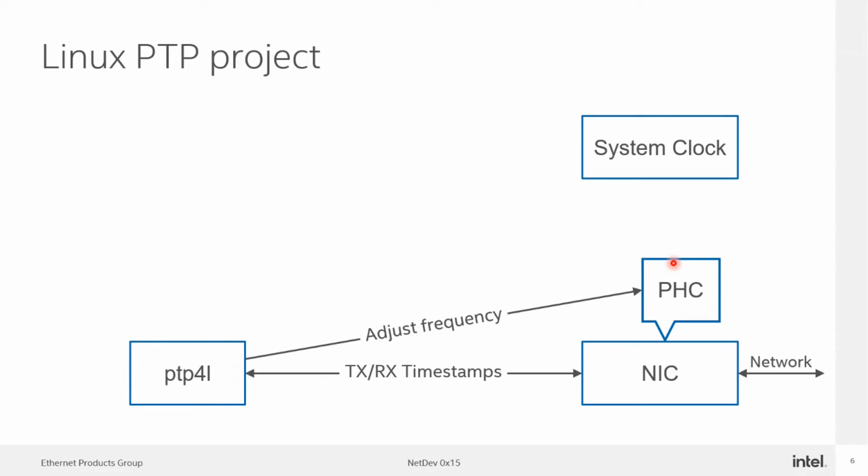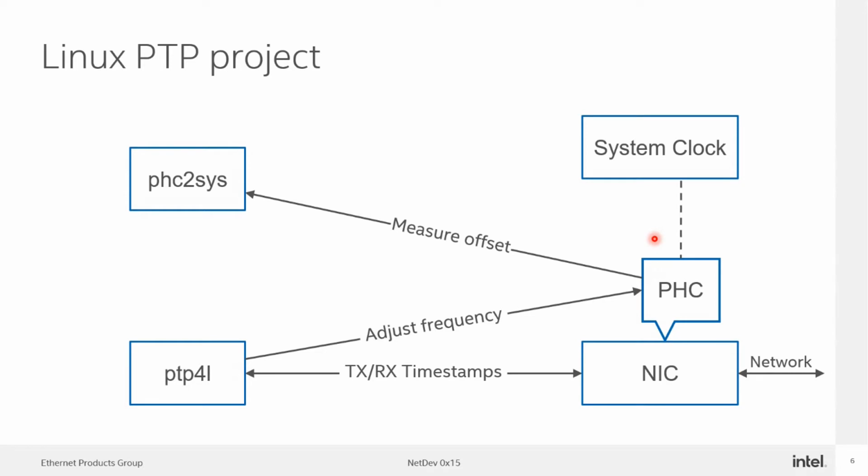And if we want to use the time throughout our system, the best way is to read it from the system clock. So the first thing we need to do to transfer the time is to transfer the time to the system clock from the PHC. To do that, we will use the PHC2sys tool. So this tool will run the special IOCTL operations to measure the offset between the system clock and our PHC clock. And then we'll adjust the frequency of the system clock to match the frequency of the PHC.